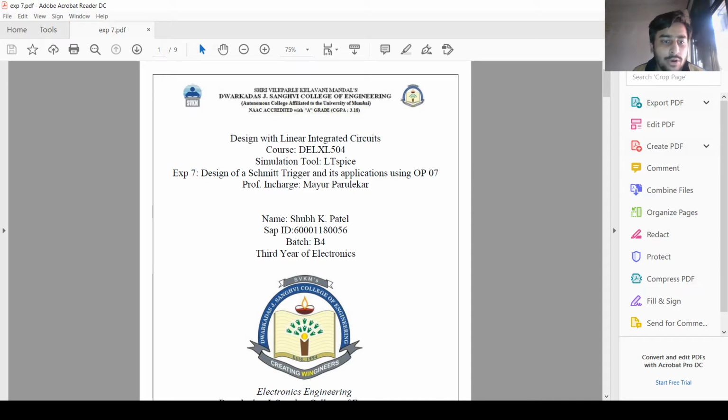In this video, I'm going to show how to design an inverting Schmitt trigger and astable multivibrator to produce a sawtooth and ramp waveform using the simulation tool LT-Spice.